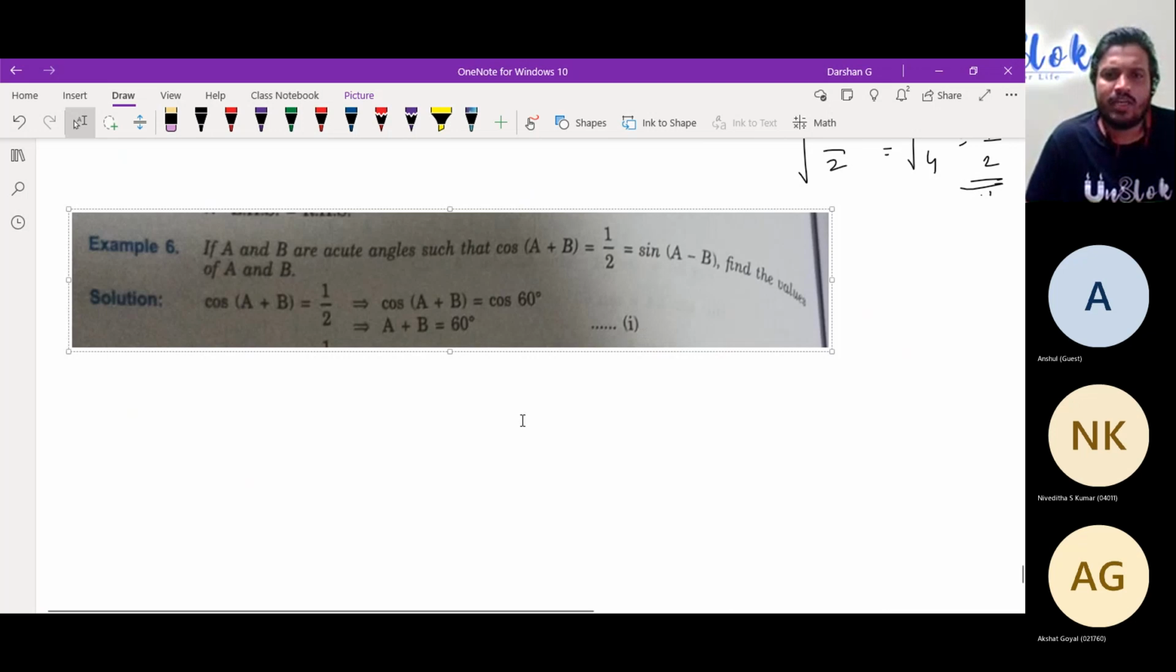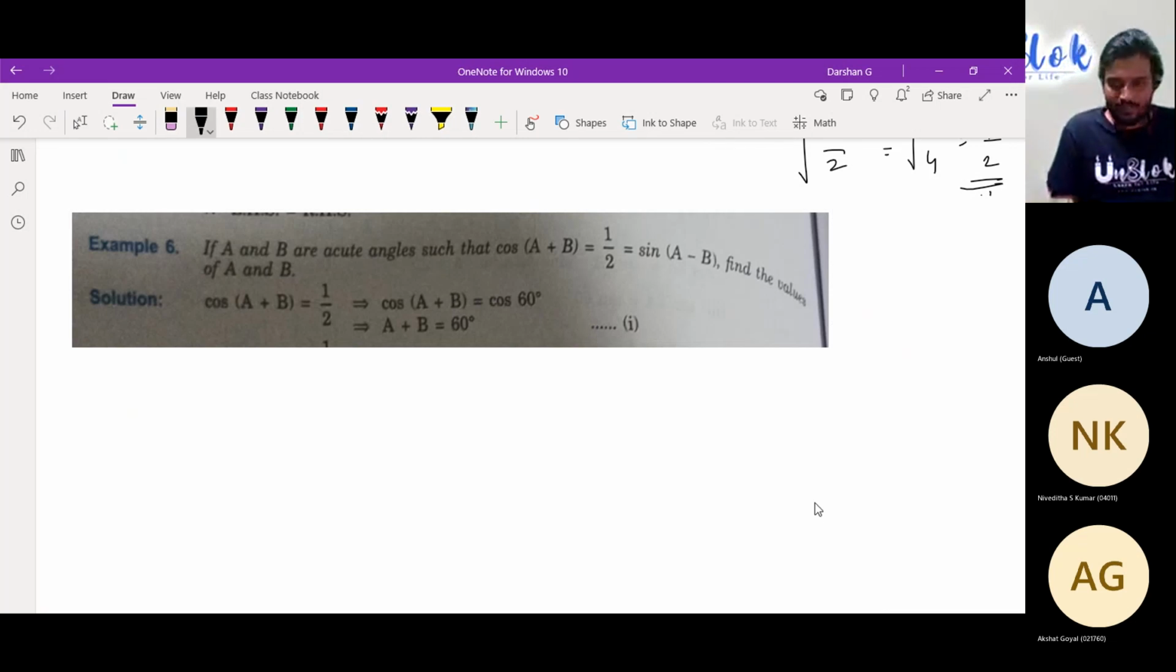If A and B are acute angles, cos (A plus B) is equal to half, and sin (A minus B) is equal to again half. Find the value of A and B. You're seeing half as the answer actually. So go with that. I'll give 2 minutes. Please do it very fast.